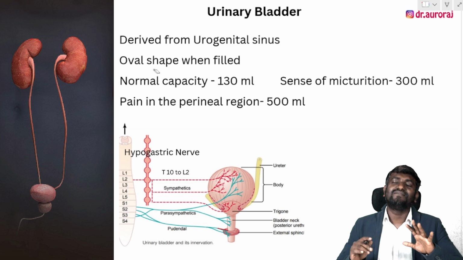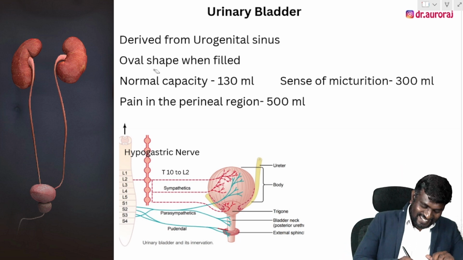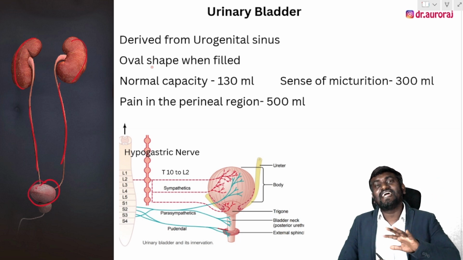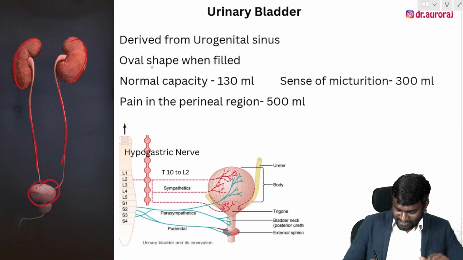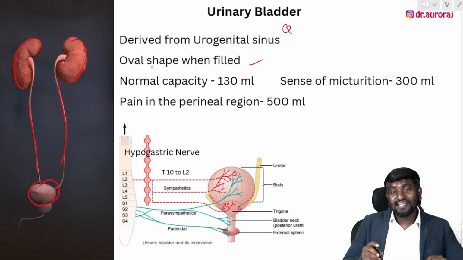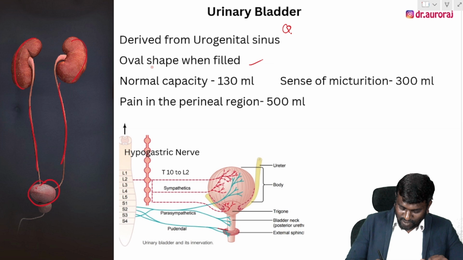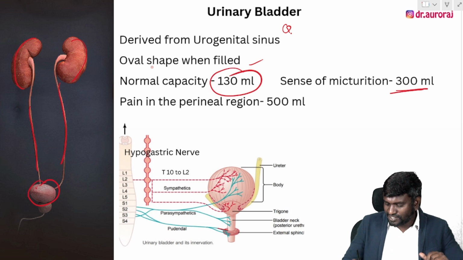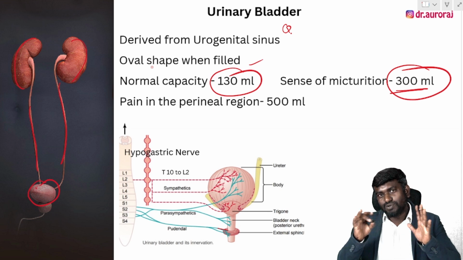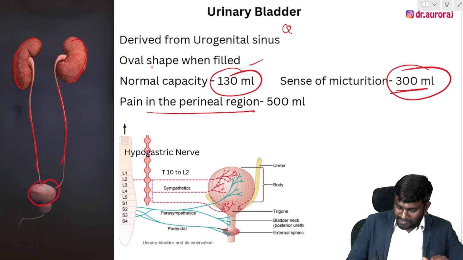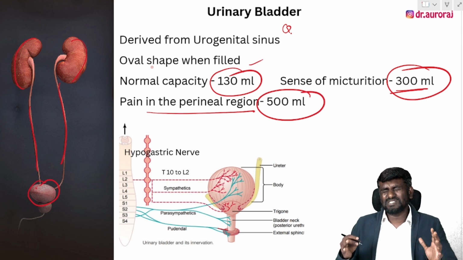We have just studied about the kidneys. Now let's try to learn about the urinary bladder. It is derived from the urogenital sinus. It is oval in shape when it is filled. It has a normal capacity of about 130 ml. One starts to micturate when the urine stored is about 300 ml. Pain in the perineal region happens when it is about 500 ml.